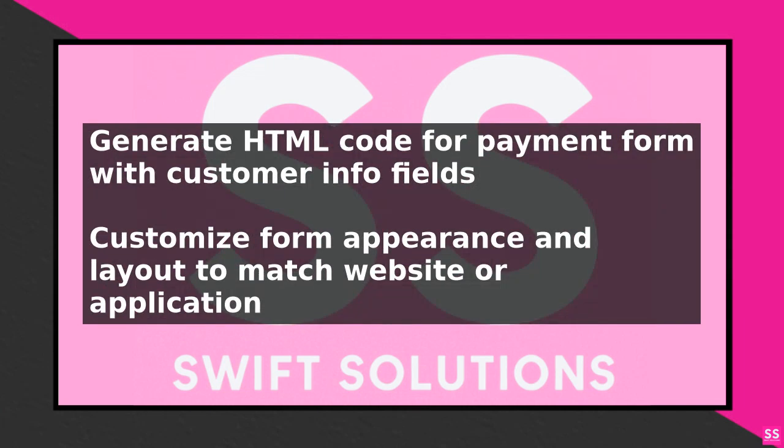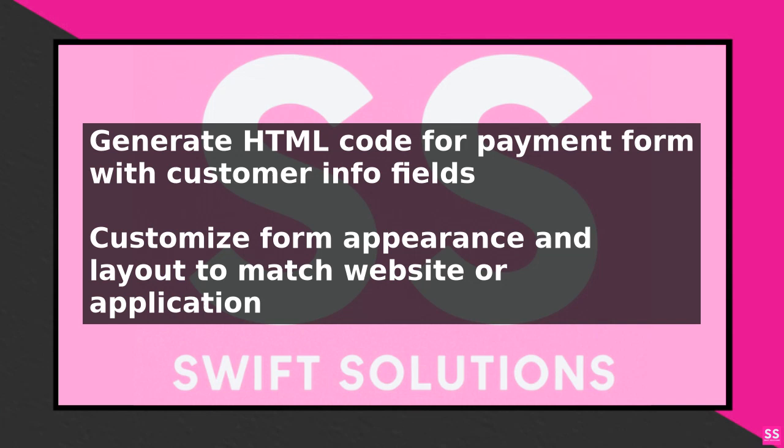Once you have generated the HTML code, you need to integrate it with your website or application. This involves copying and pasting the code into your website or application and configuring any additional settings, such as the payment gateway and currency. After integrating the payment form, you need to test it to ensure it is working correctly. You can use the Authorize Net Sandbox environment to test the payment form without processing live transactions.